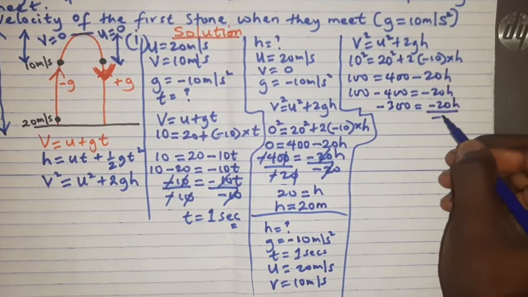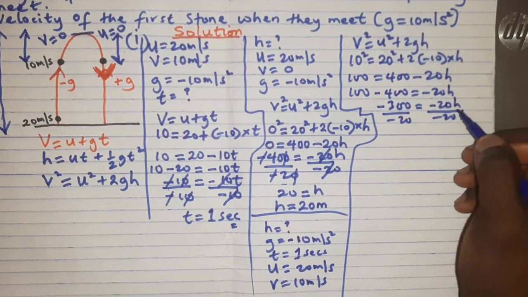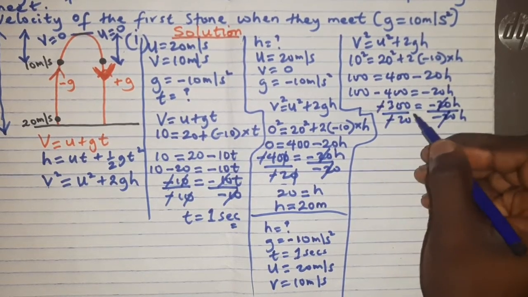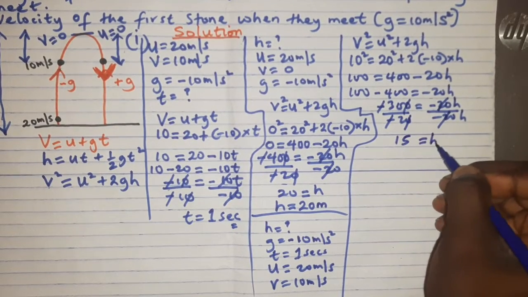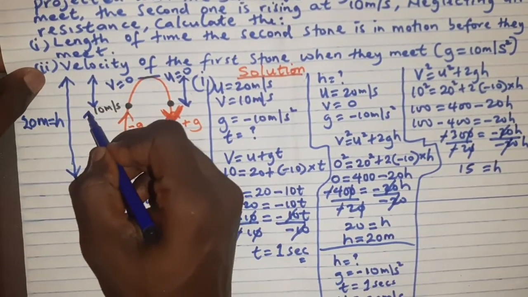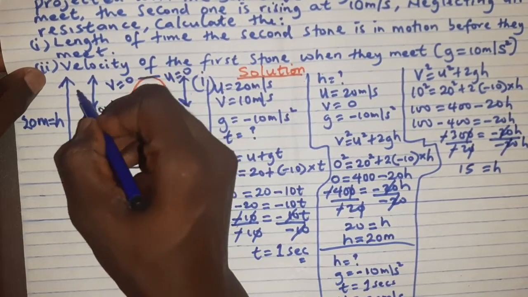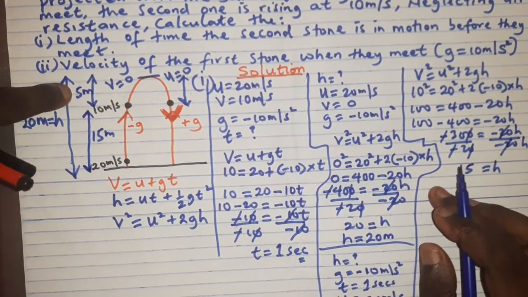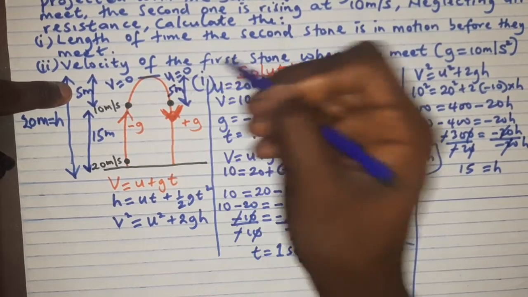Dividing both sides by minus 20. Minus 20 cancels minus 20, minus cancels minus, 0 cancels 0. 2 in 30 is 15. So 15 equals h. So from here to here is 15 meters. That means from here to here is actually 5 meters. So if from here to here is 15 and everything should be 20, this is 5, and also this is 5 meters also.